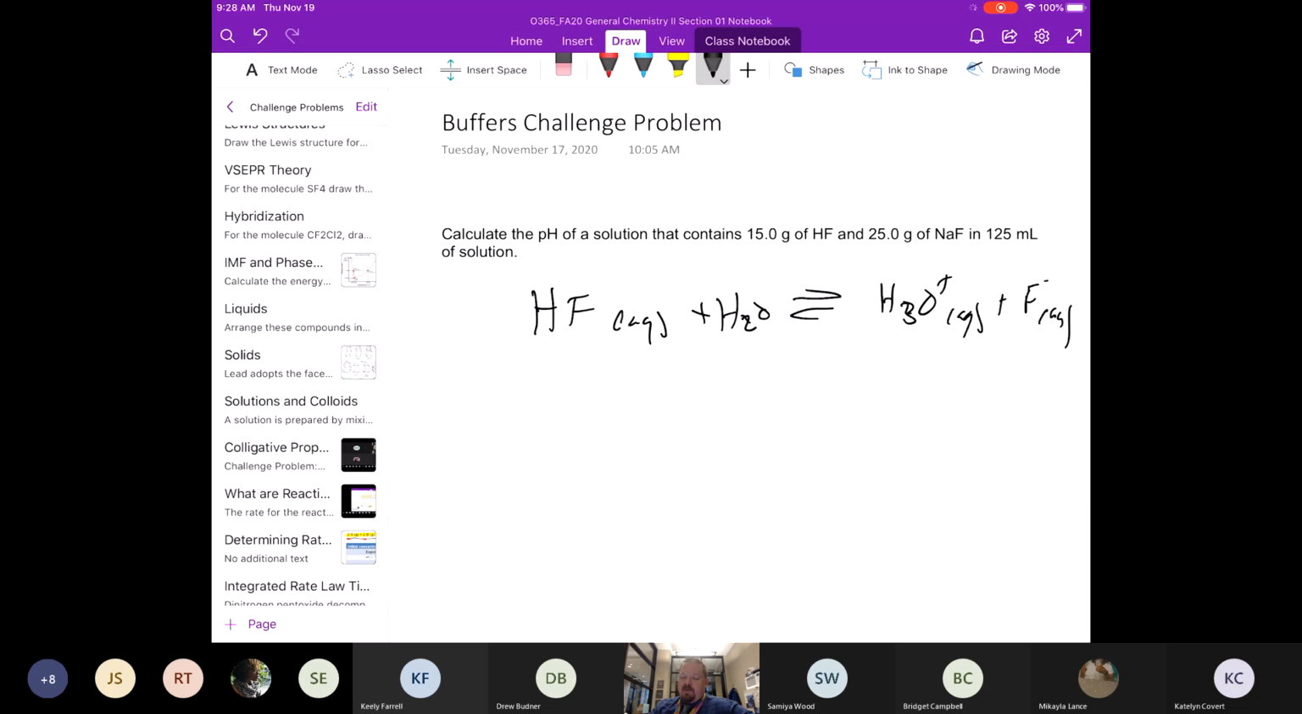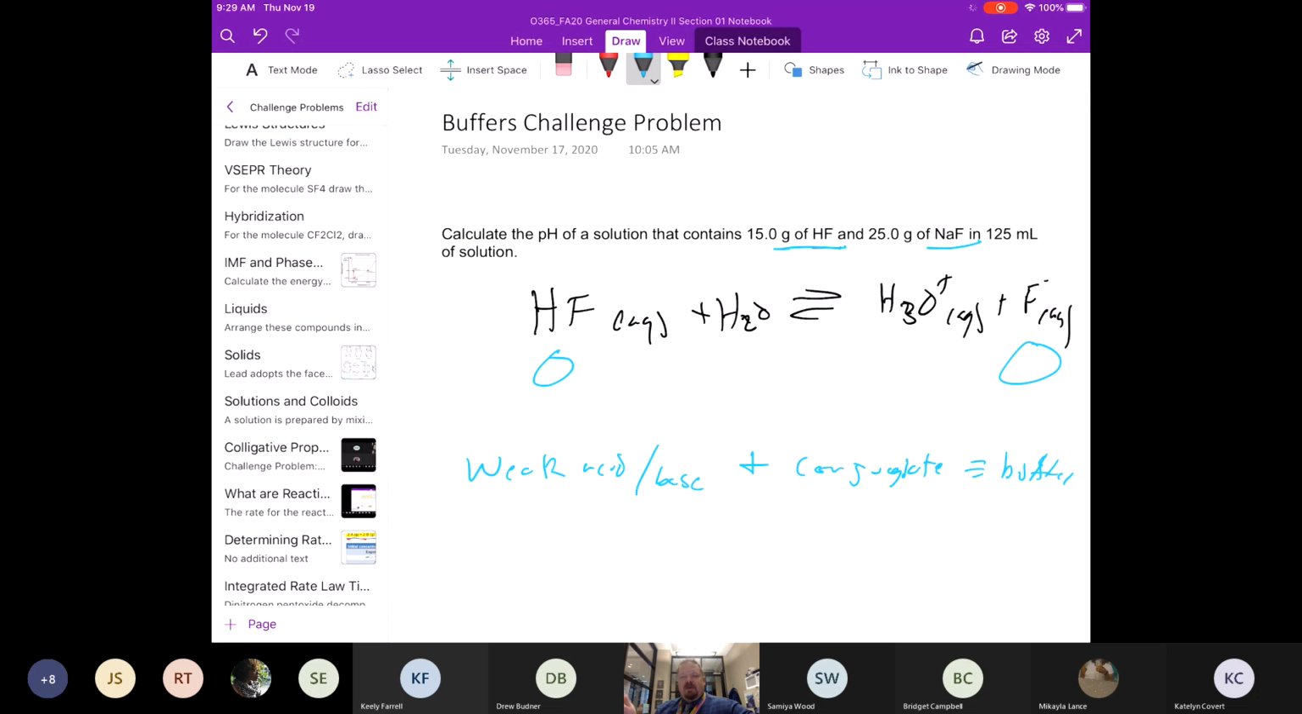So if we look at what we have up here, we have some amount of HF and some amount of F minus. Because we have some of this and some of this, when we have a weak acid or a base and its conjugate, we have a buffer.